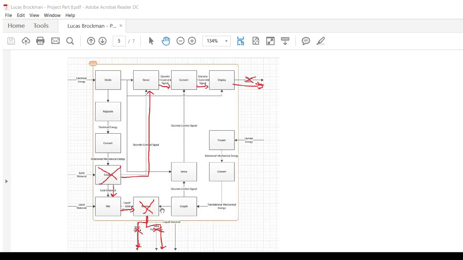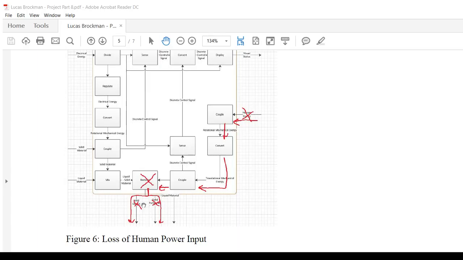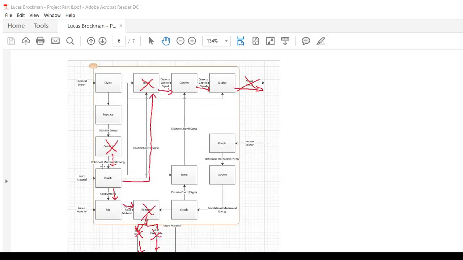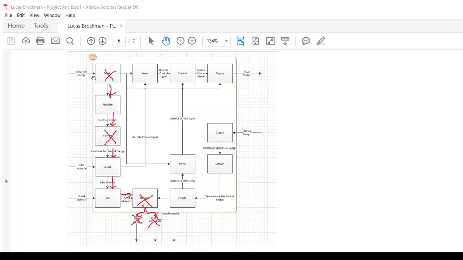This is a jaw coupling failure. Basically, the jaws let go of the part. Here's a loss of human power input. This is if, I don't know, the operator has a seizure while operating the lathe, and the failure gets passed down, and it could potentially break the tool. This is a motor failure, very similar to what happened in loss of external power. Loss of power to the motor, basically the exact opposite of the loss to the sensing system.